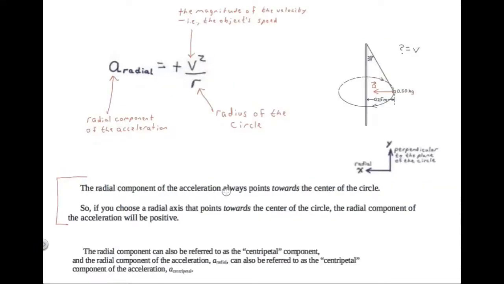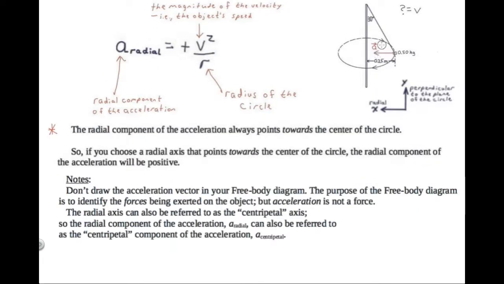The radial component of the acceleration always points towards the center of the circle. So in this case, the radial component of the acceleration will point to the left. Since we saw that for this problem a sub y equals 0, in this case the overall acceleration vector also points to the left. Since we chose a radial axis that points to the left, towards the center of the circle, the radial component of the acceleration will be positive.